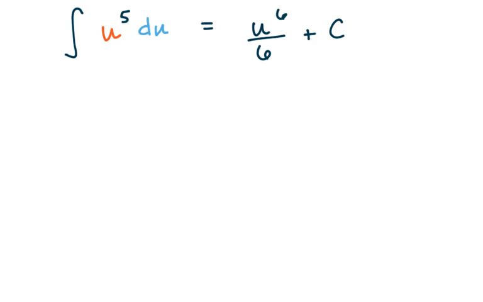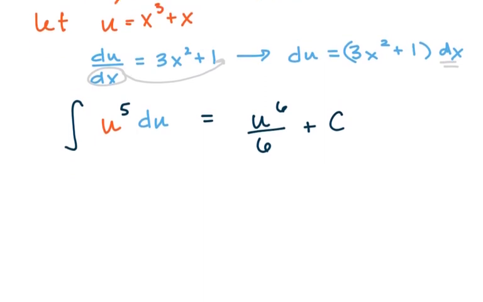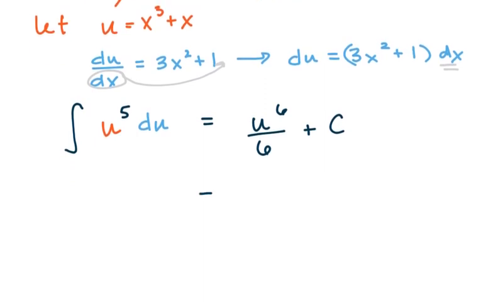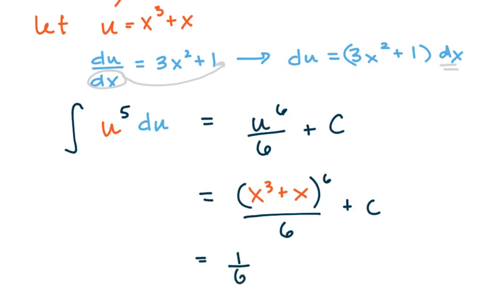So we've solved this problem, but we still have our variables in the problem in terms of u. And what we need are variables in terms of x. So I ask you, what did we identify u to be? And if we scroll up, remember u was x cubed plus x. So this is the same as writing x cubed plus x, all of that raised to the 6th, divided by 6 plus c, or rather 1/6 (x cubed plus x) to the 6 plus c. That's the value of my indefinite integral. So let's do another example.